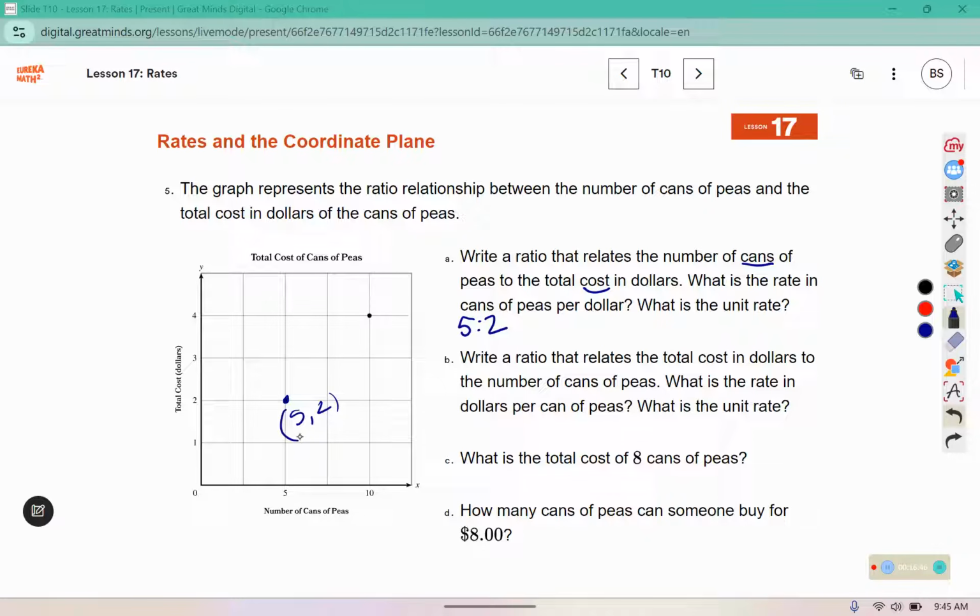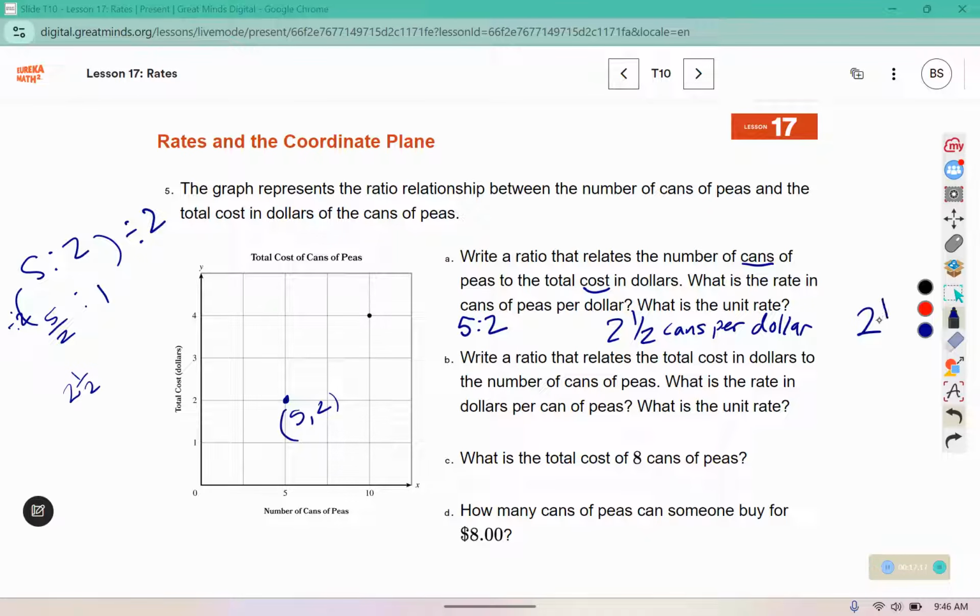If we want per dollar, that would be for $1. So we need to divide by 2. 5 divided by 2 can be written like this, or we can change it to a mixed number, which would be 2.5. The unit rate would be 2.5.